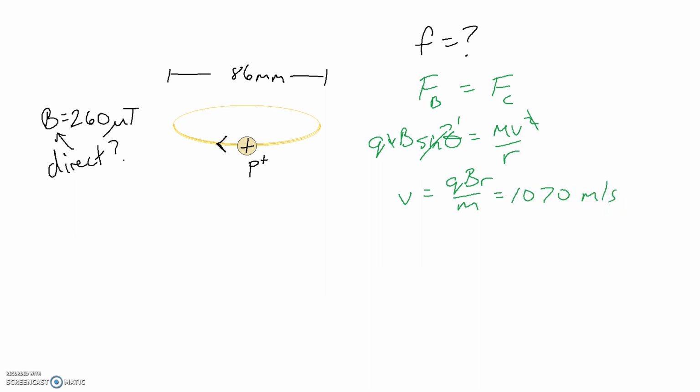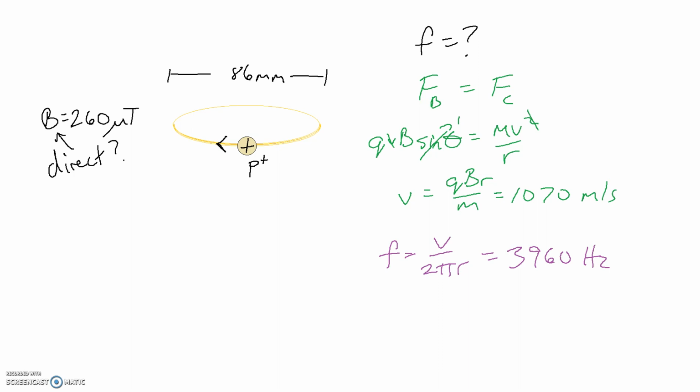Once I have that speed, I can use it to find my frequency using the classic expression from circular motion. Frequency is speed divided by 2 pi r, which is basically the inverse of the d equals vt expression. And we can find out that the proton's whipping around with a frequency of about 3,960 hertz.